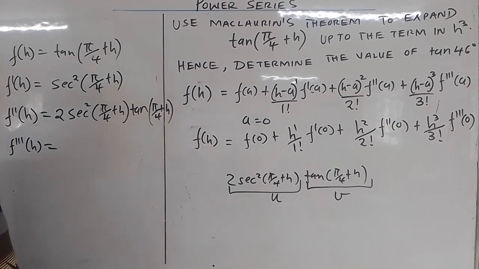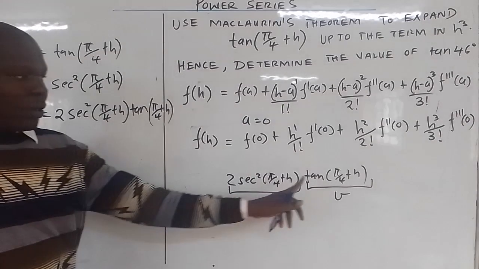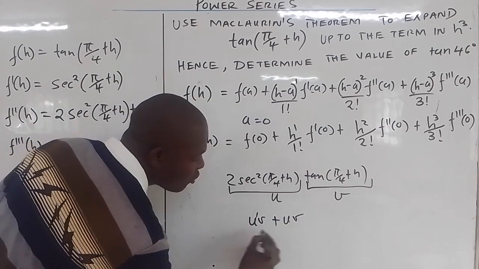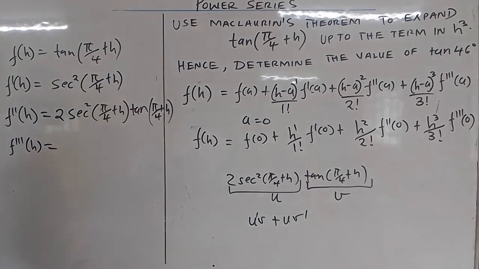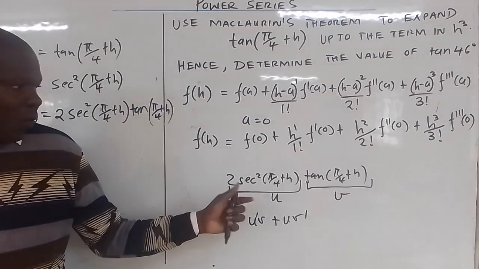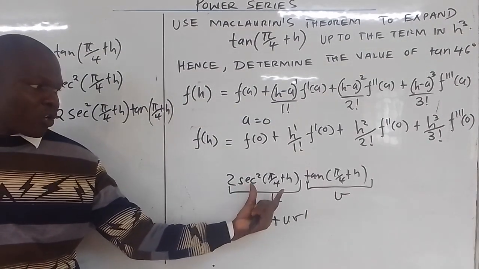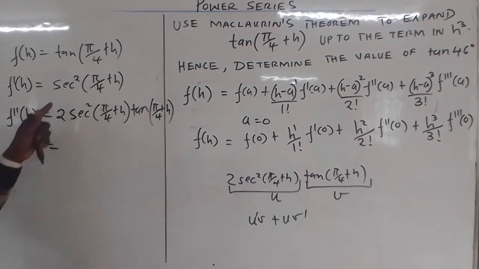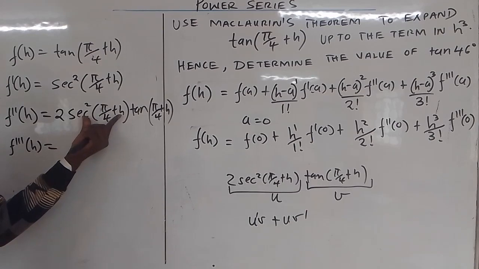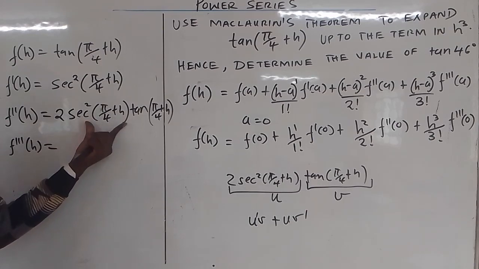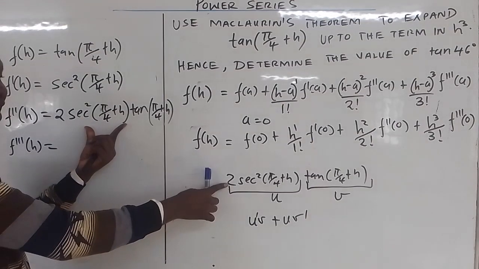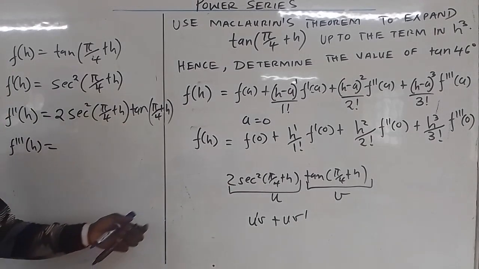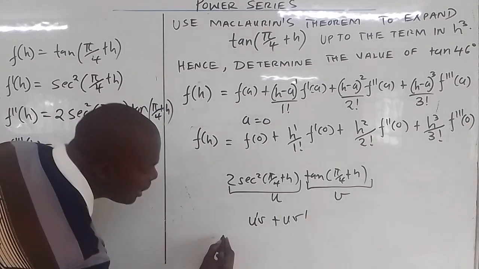Because when you differentiate this, you are supposed to get u prime v plus u v prime. So if there is u prime, there is v prime, isn't it? Are we together? So start. When your u is 2 sec squared of pi over 4 plus h, what is the derivative of sec squared of pi over 4 plus h? We found the derivative of sec squared already, which is this, then you multiply it by 2. Are we together? So let us write them down here for you to see clearly.